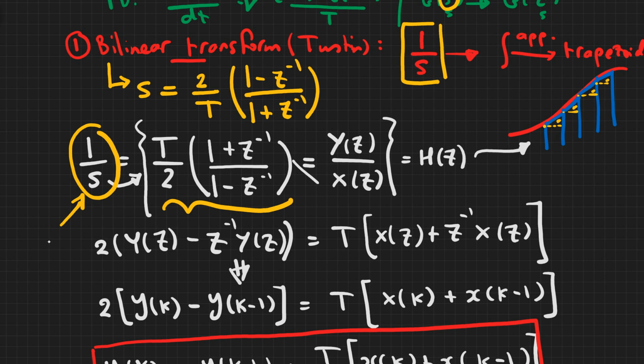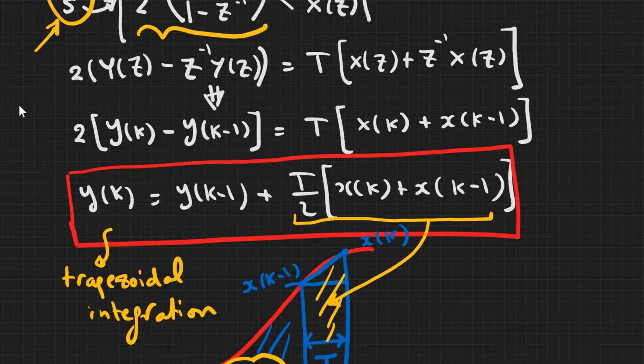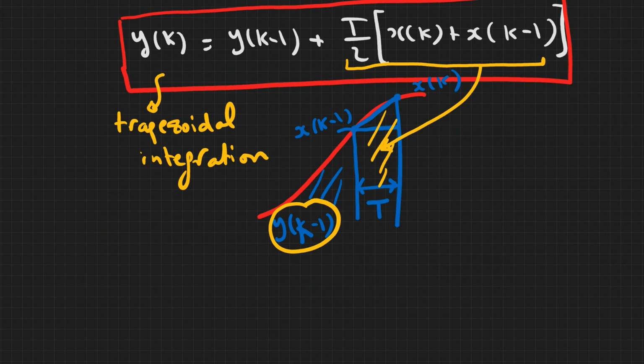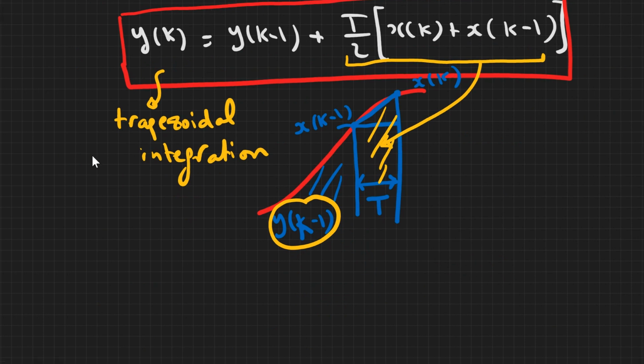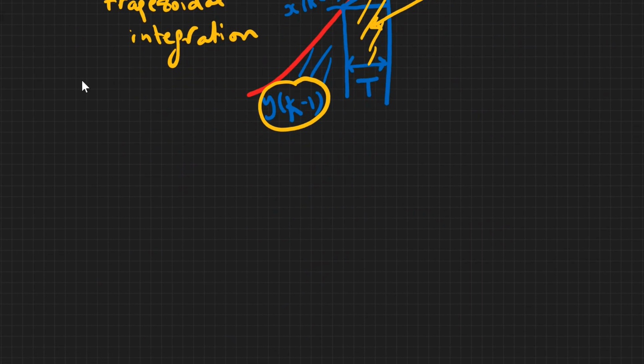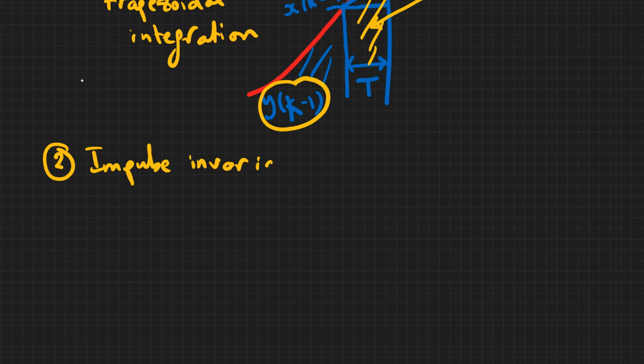So okay, this is the first method of transforming from continuous time to discrete time, and it's one of the very famous methods that is used actually. The second method is called the impulse invariance method. Okay, the impulse invariance. What does that actually mean? The impulse invariance is a very simple method.